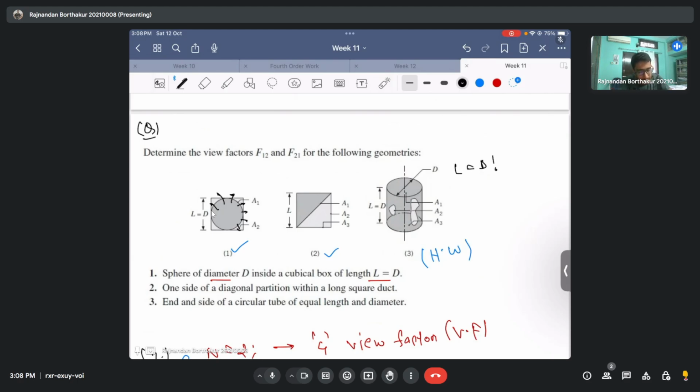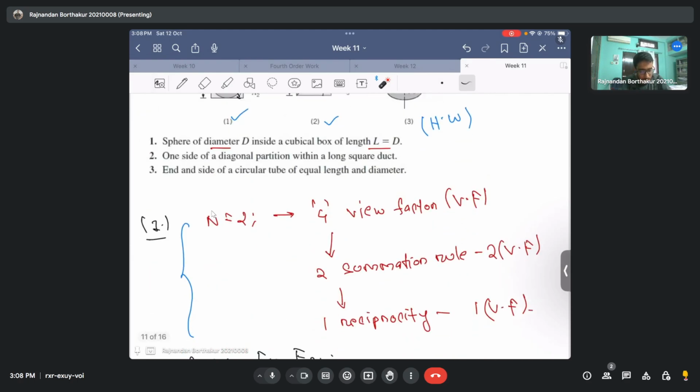Having said that, they are asking us to evaluate F12, that is the fraction of energy leaving surface 1 that falls on this curved surface, and F21, that is the other way around, that is the fraction of energy leaving this curved surface that falls back onto this flat area of the cylinder, the cross-sectional area of the cylinder to be precise.